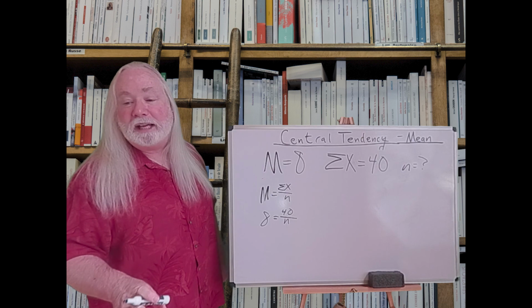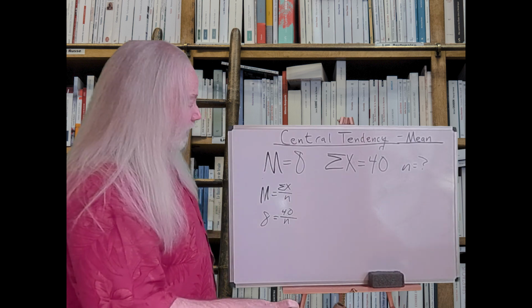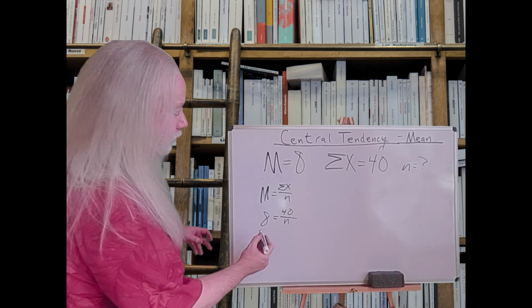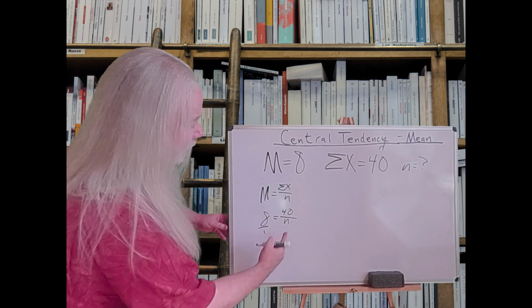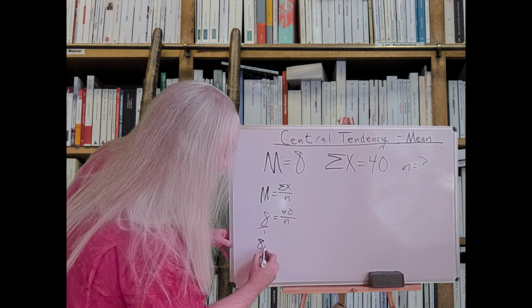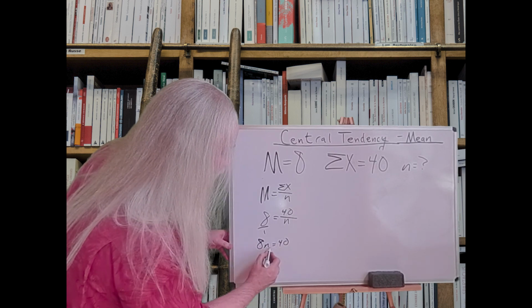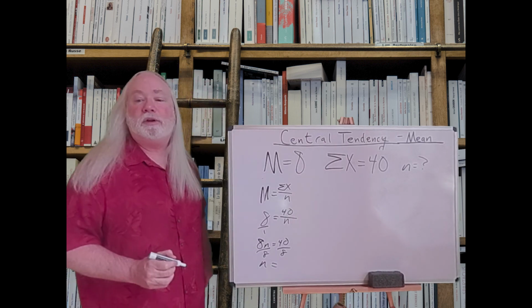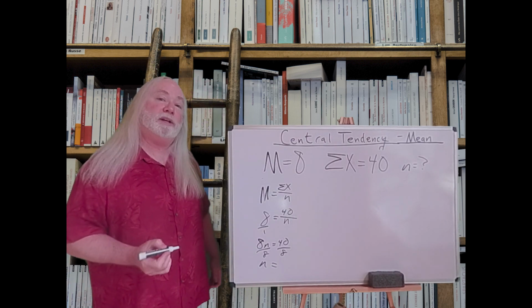So, it's basic algebra. You're going to cross multiply and divide, basically. I'll semi-walk you through this one just because it's the first one, right? So we cross multiply, and we know that 8n equals 40, so we divide both sides by 8. And you find that the number of scores is 5.